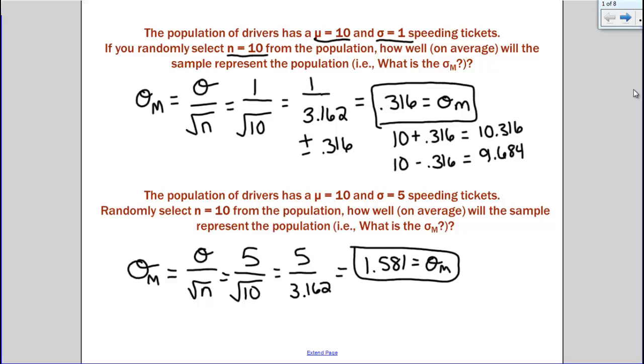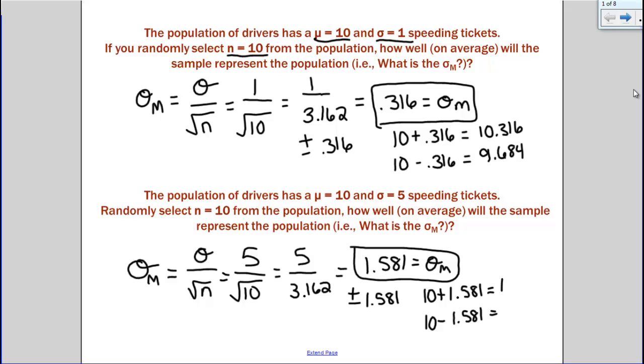So, with a sample of 10 drivers coming from a population with a standard deviation of 5, we would expect our estimate of the population mean of speeding tickets based on the sample to be off on average by plus or minus 1.581 speeding tickets. So doing what we did before, we would expect it to be between 10 plus 1 standard error and 10 minus 1 standard error.